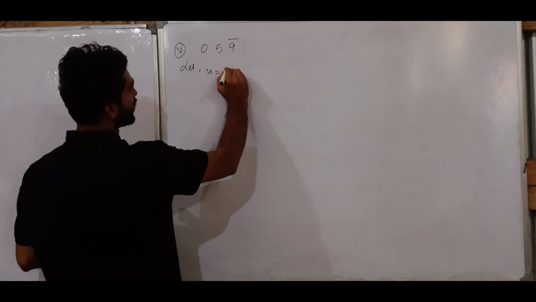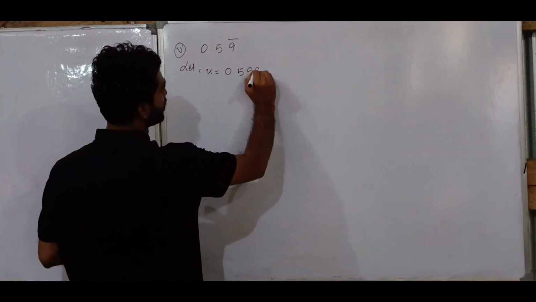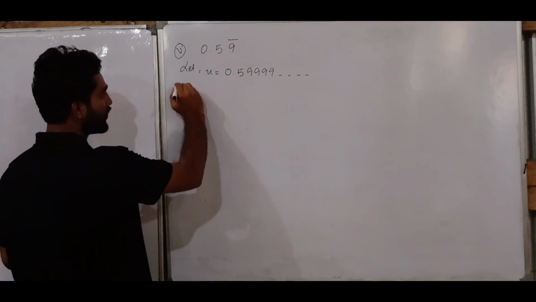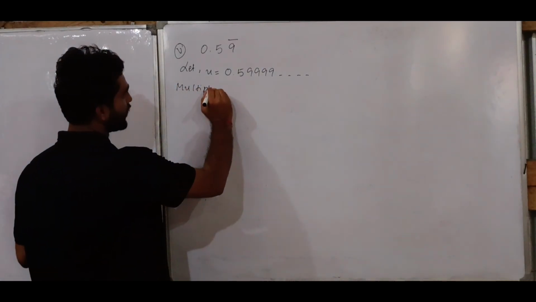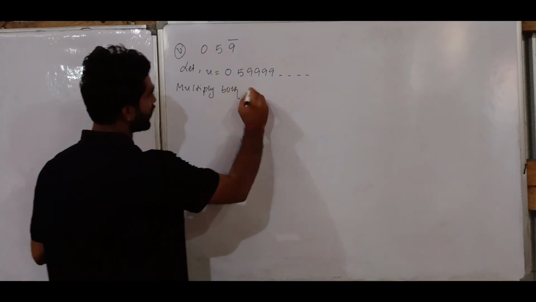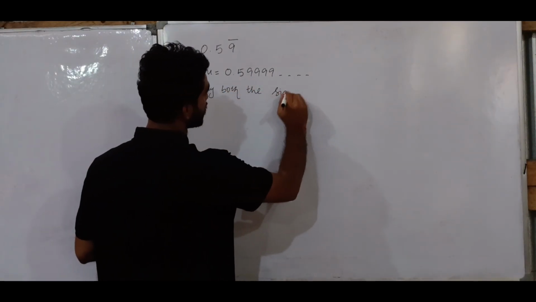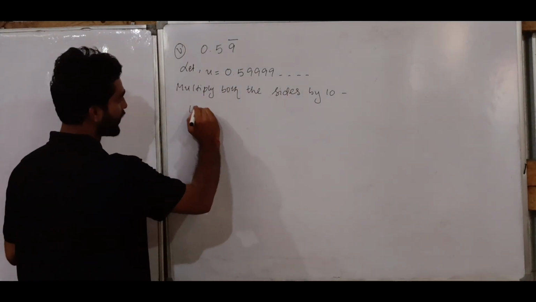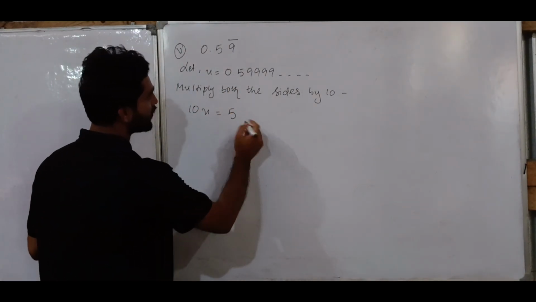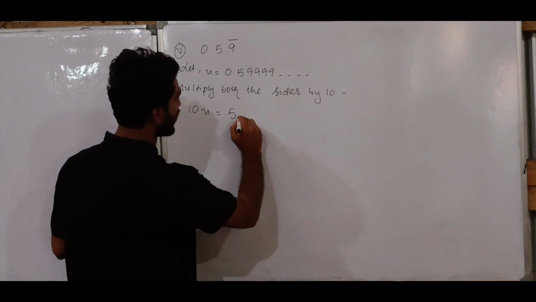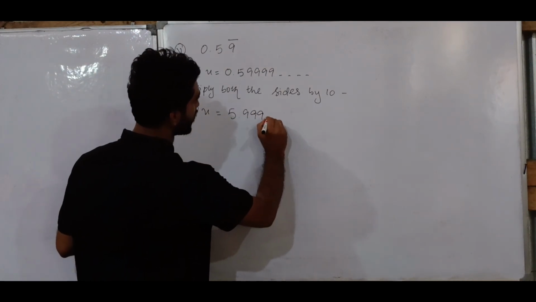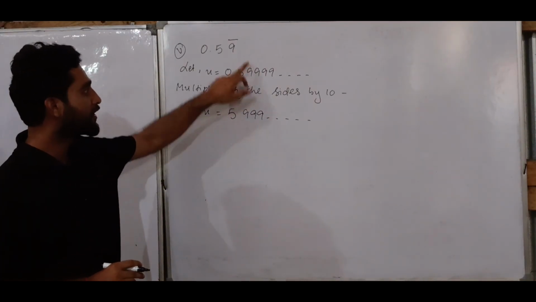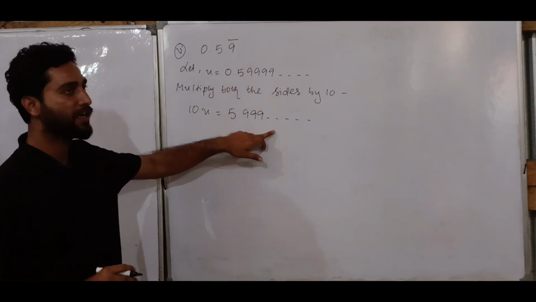So let x is equal to 0.59999, because only the digit 9 is repeating. Now multiply both the sides by 10. So here what we'll get? 10x is equal to, one digit only will come before the decimal point, 5.9999 like this. Now you see here two equations are there but after the decimal point the digits are not the same.